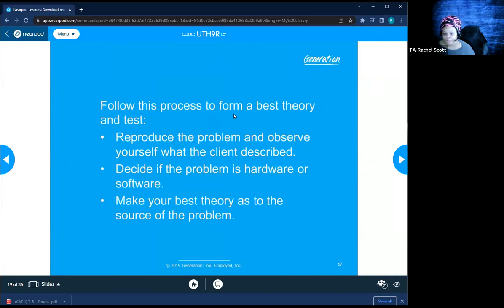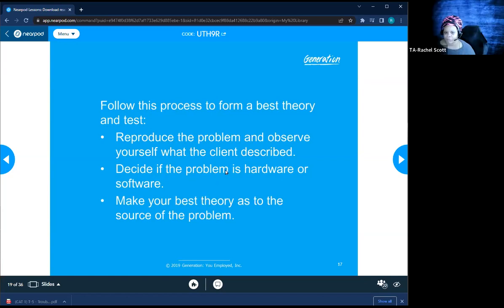Okay, follow this process to form a best theory and test. Who can share this slide with us? Ninjin, are you available? Yes, I am. Follow the process to form a best theory and test. Reproduce the problem and observe yourself what the client described. Decide if the problem is hardware or software. Make your best theory as to the source of the problem.